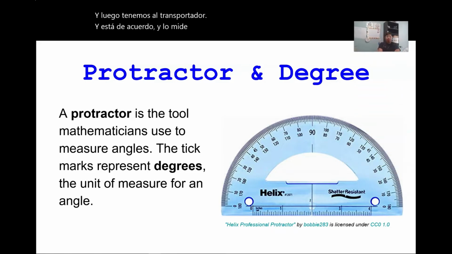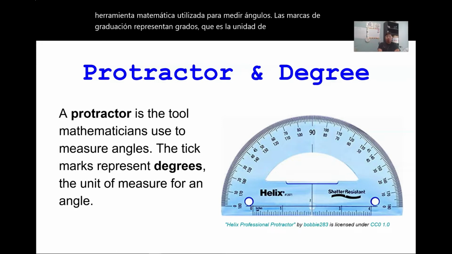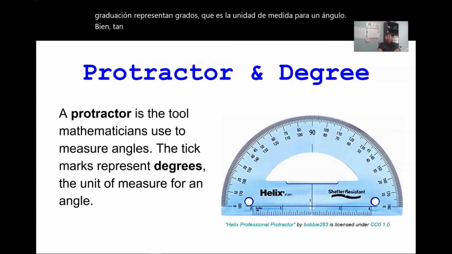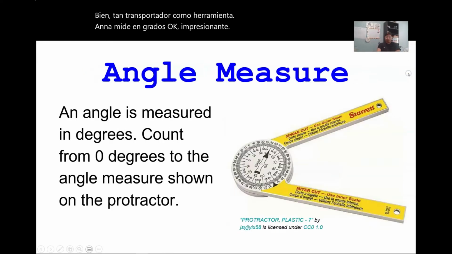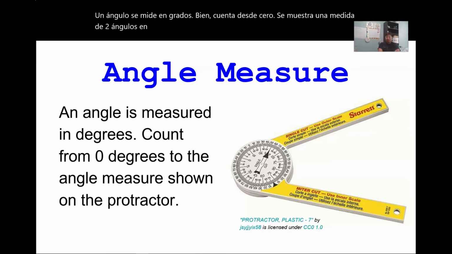A protractor is a tool mathematicians use to measure angles. The tick marks represent degrees, which is the unit of measure for an angle. So a protractor is a tool to measure angles, and it measures in degrees. Awesome. An angle is measured in degrees. Count from 0 to the angle measure shown on the protractor. So for example, if it's a right angle, then it would measure 0 all the way to 90 degrees.